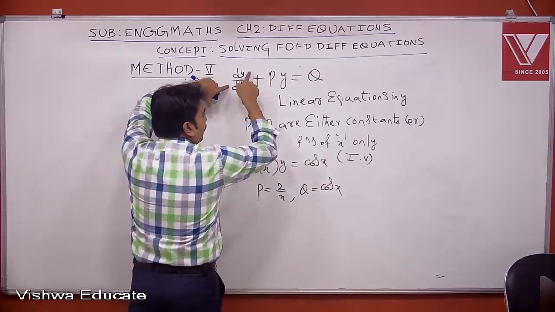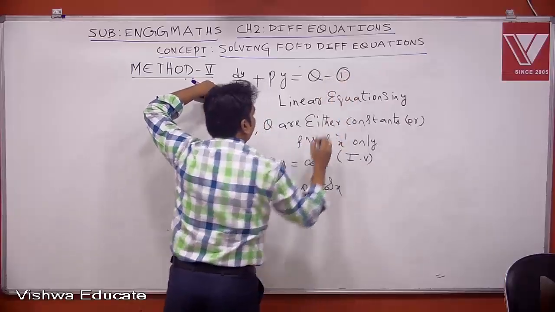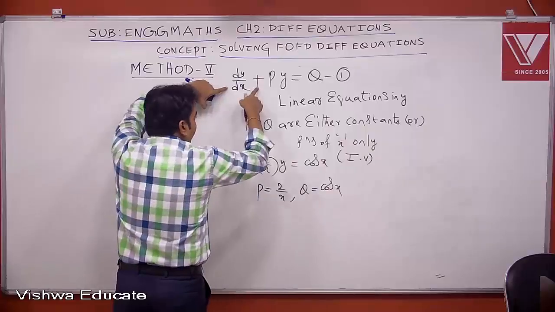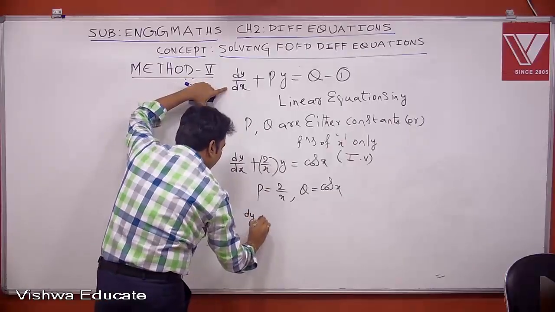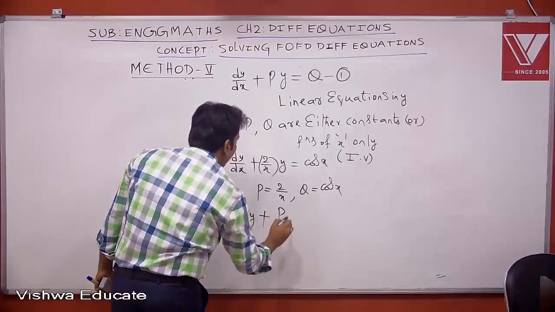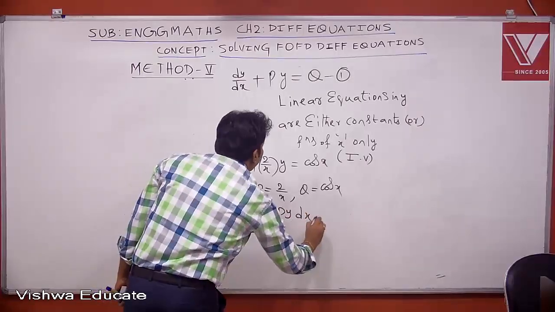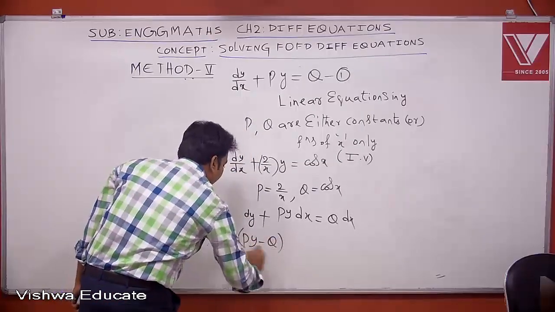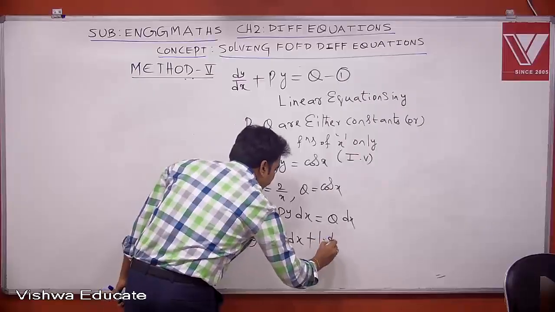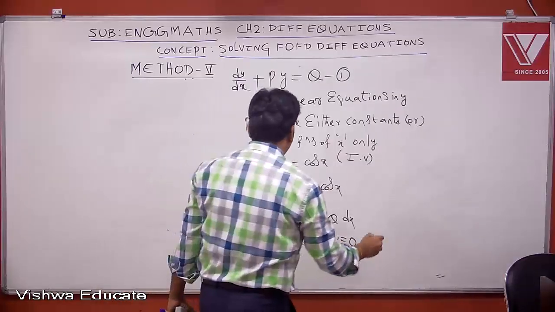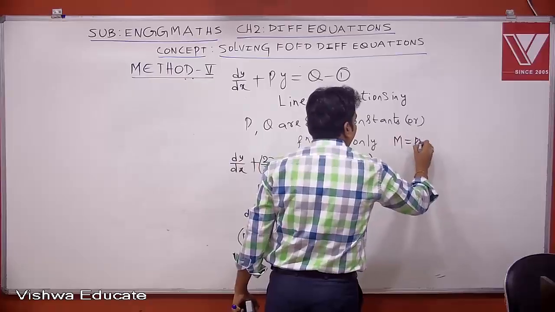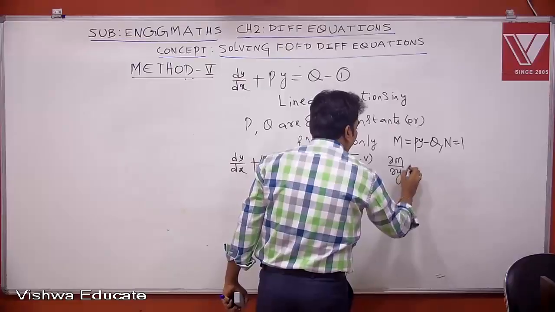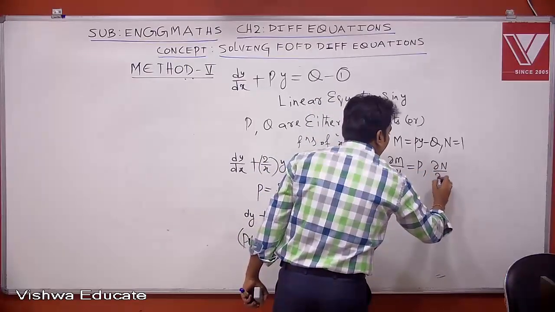I will try to get the general solution of this equation. Assume that this is my equation 1. So let us try to write this equation in the form M dx plus N dy equal to 0. Therefore, in this case, the equation will be reduced to dy plus py dx equal to q dx. Therefore, this is in the form (py minus q) dx plus 1 dy equal to 0. Now, what is the M value? Here M is py minus q and N equal to 1. So here dou M by dou y equal to p and dou N by dou x equal to 0.